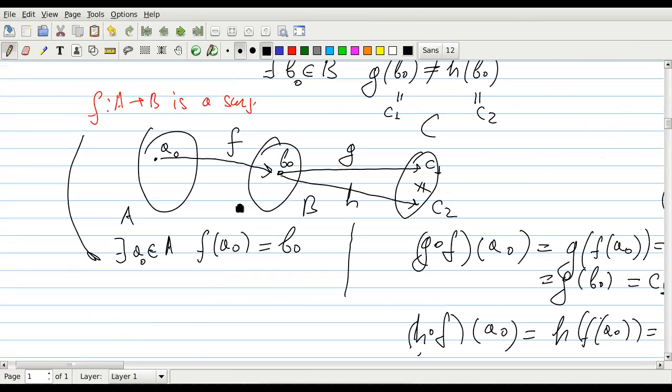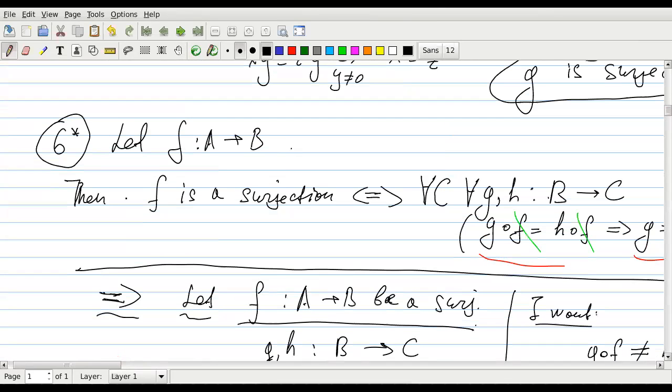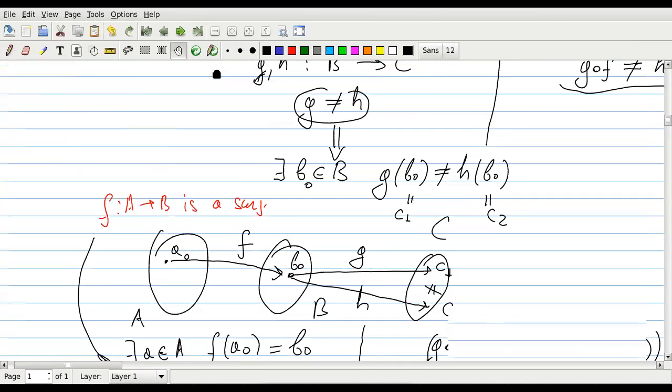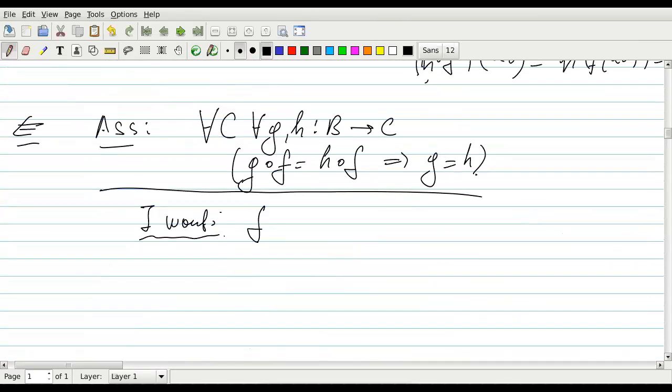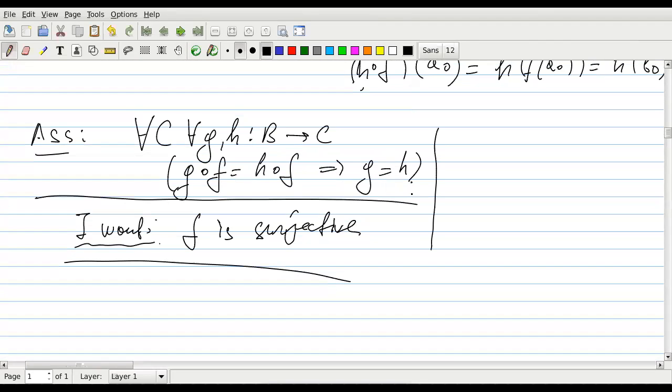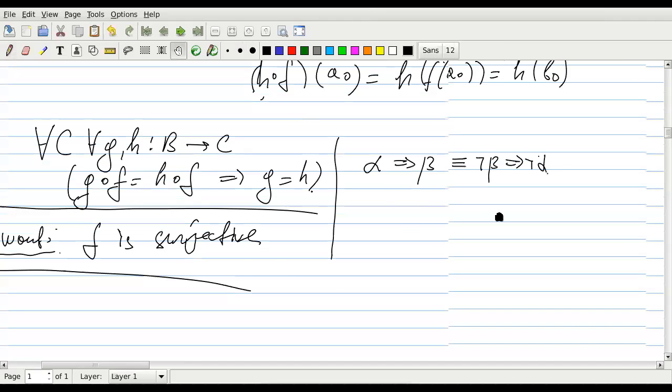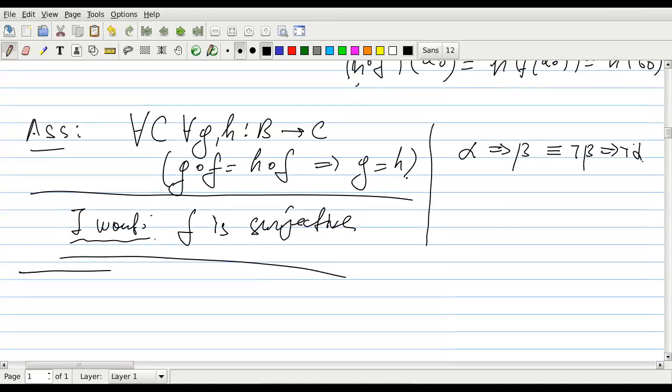What do I want to prove? That F is surjective. And now I shall use the same contrapositive idea: alpha implies beta if and only if not beta implies not alpha. So let's rearrange our goal and our assumption in this way.